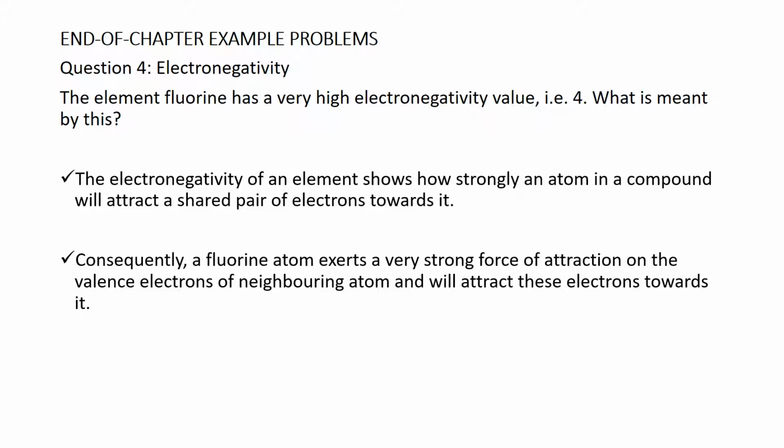If you look at fluorine in the periodic table, it actually has the highest electronegativity value. So it means that fluorine, when it reacts with other elements, is going to attract the electrons of those elements towards it.